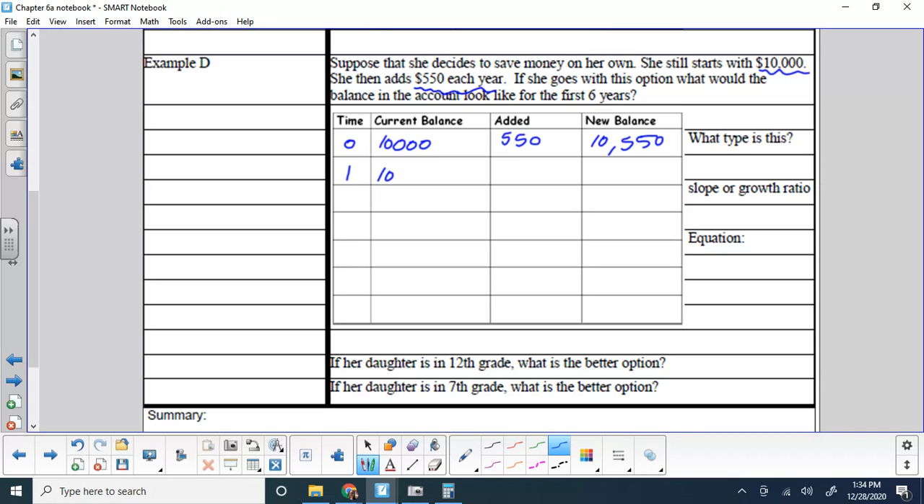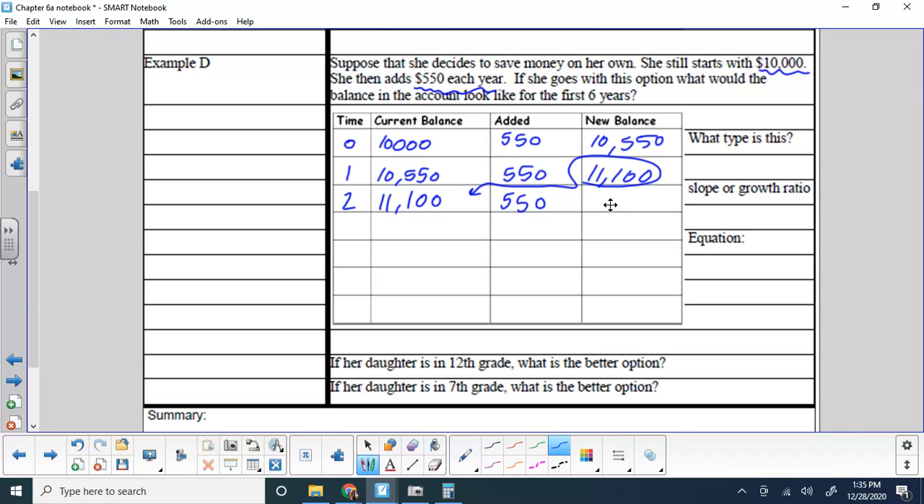So at the beginning of that next year, she would have $10,550. They're going to add another $550 to her account. And now she has $11,100. Well, again, that's a little more than she had the first time. Maybe the second option's a better option. At the beginning of the second year, she has $11,100. Notice that I take the new balance and that just gets plopped down here to start the next year.